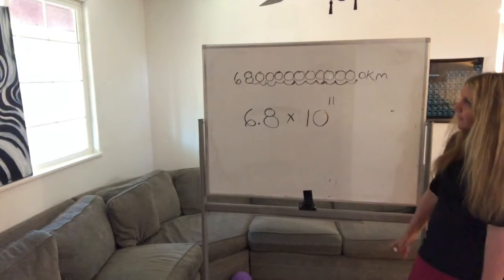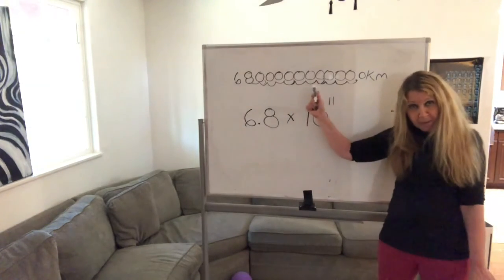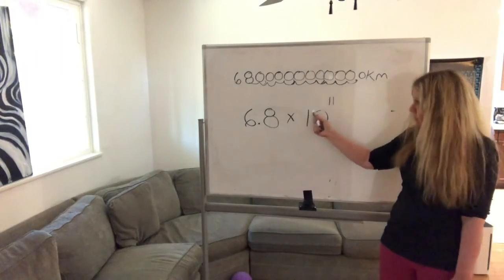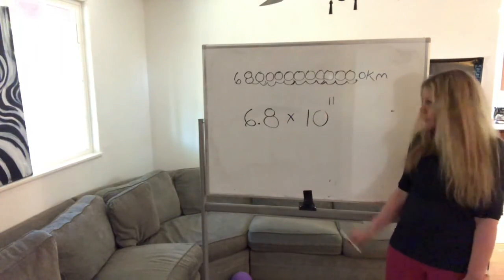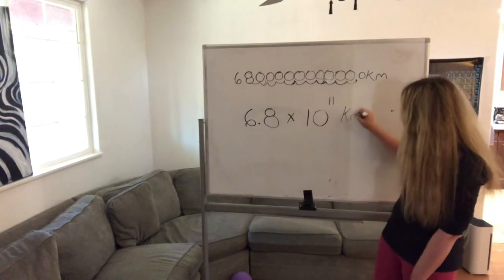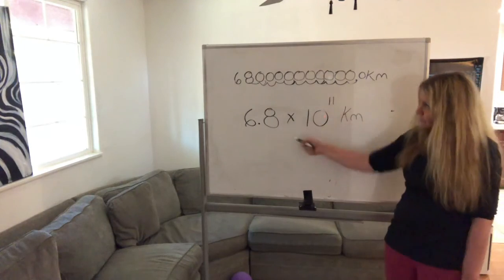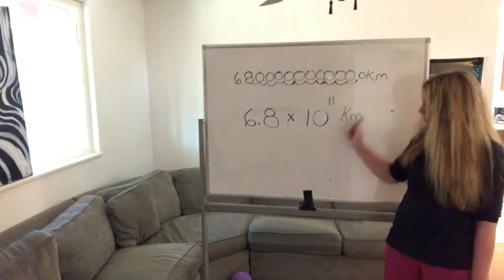Okay? This number is way bigger than 1, so the exponent is going to be positive. So this is your answer. This is scientific notation. It's a lot easier to write this versus this.